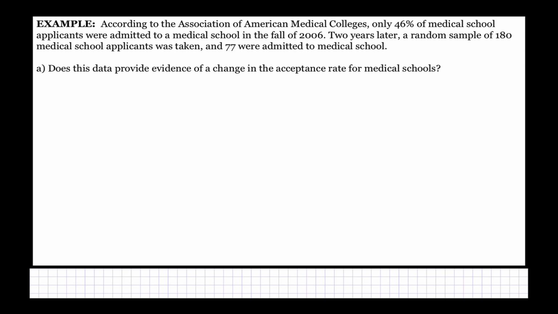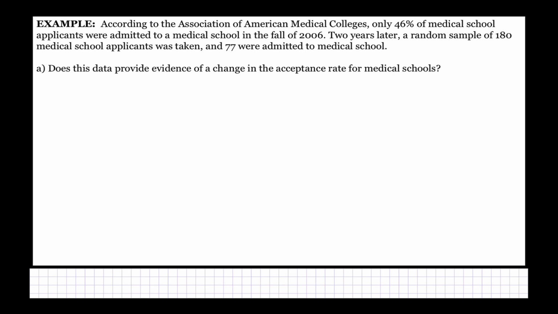So according to the Association of American Medical Colleges, only 46% of medical school applicants were admitted to a medical school in the fall of 2006. 2 years later, a random sample of 180 medical school applicants was taken. 77 of those were admitted. Okay, so we're going to use this data to show, does this data provide evidence of a change in the acceptance rate at this college?